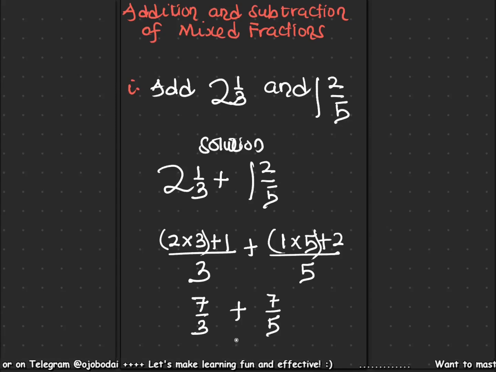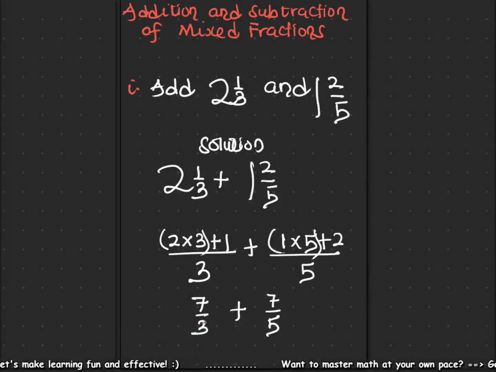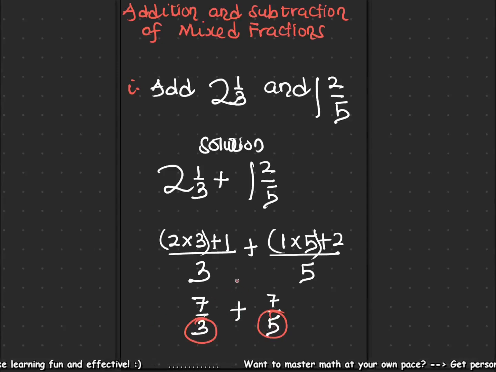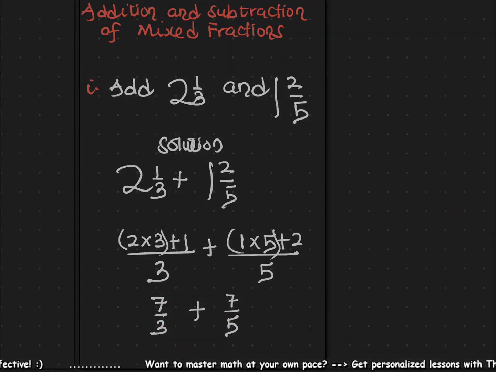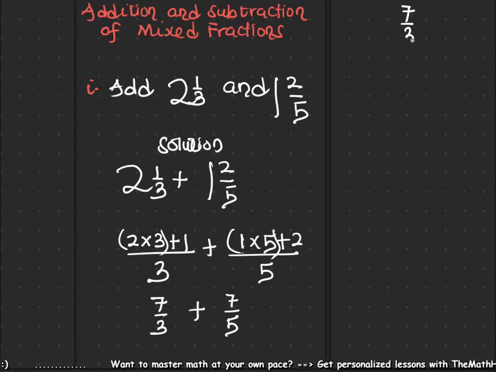So as you can see now, we have 7 over 3 plus 7 over 5. Do not be confused. Don't assume these are like fractions. Mind you, like fractions are those whose denominators, and not numerators, are the same. These are not like fractions. So you don't quickly go and say, okay, because the numerators are the same, I'm going to add the denominators. We don't do that.